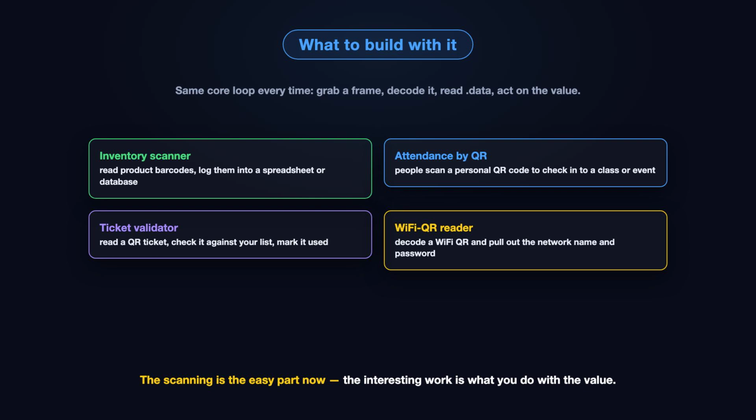Or a little utility that reads a Wi-Fi QR code, the kind you generate to share your network, and pulls out the network name and password as text. None of these need a paid service or an internet connection. They are all the same core loop you just learned: grab a frame, decode it, read .data, and act on the result. The scanning is the easy part now. The interesting work is what you do with the value once you have it.